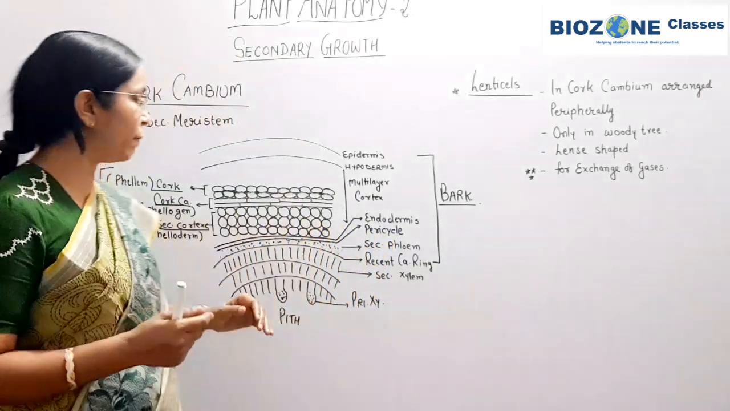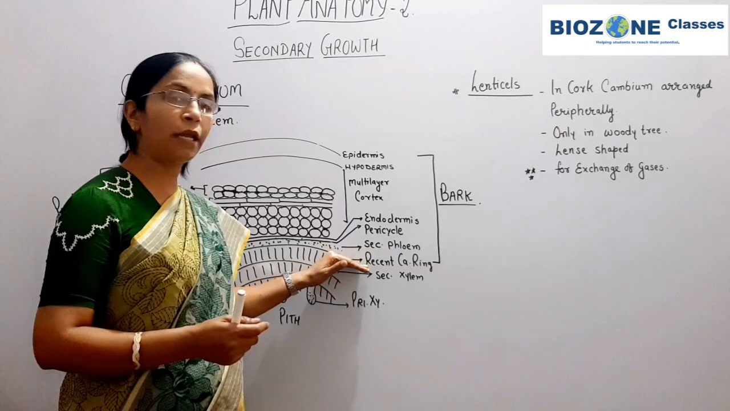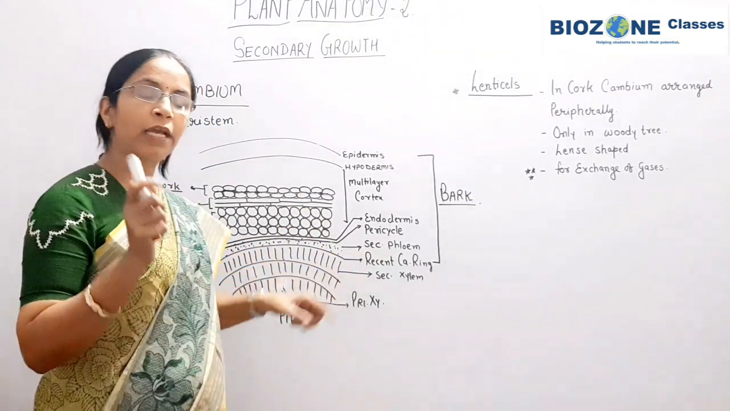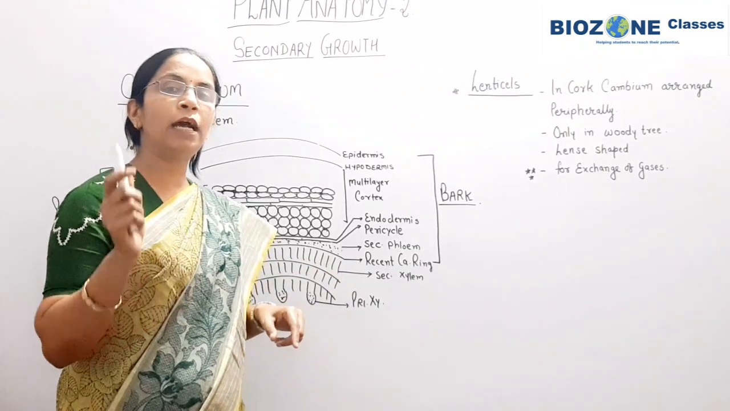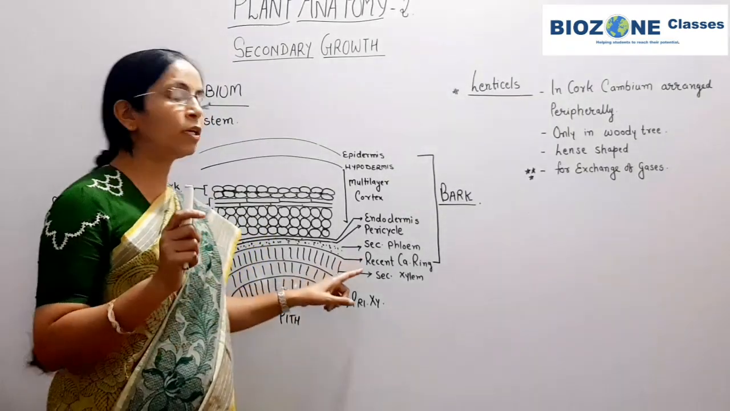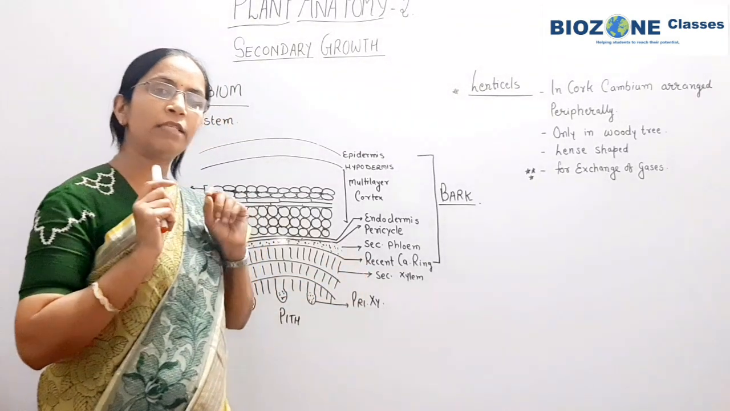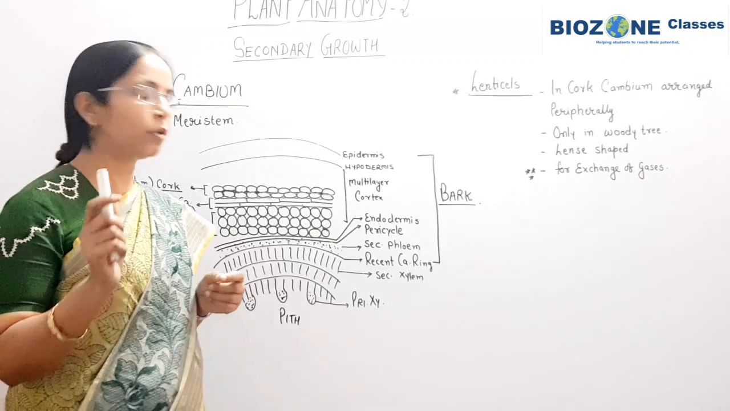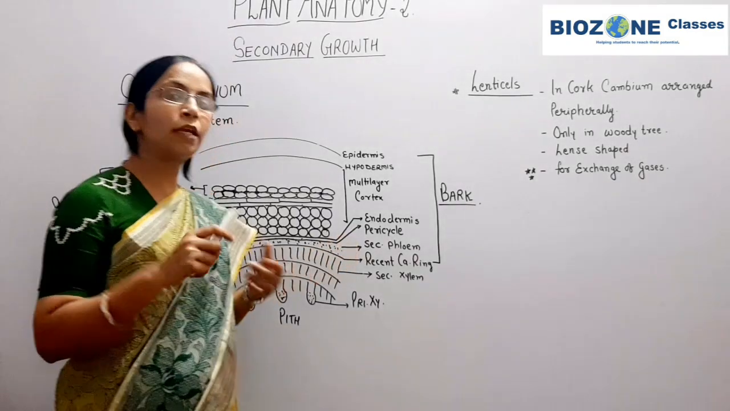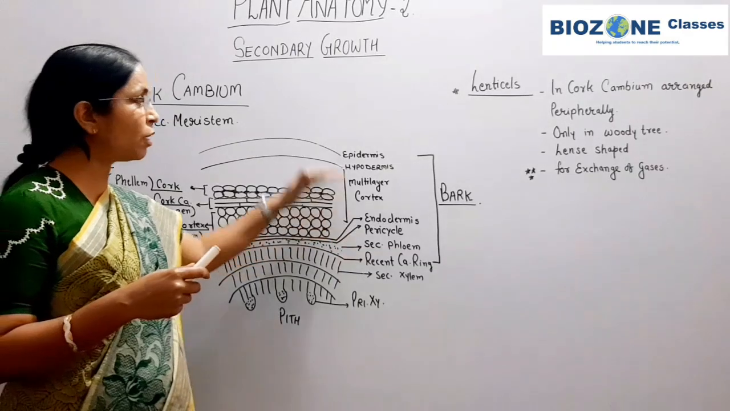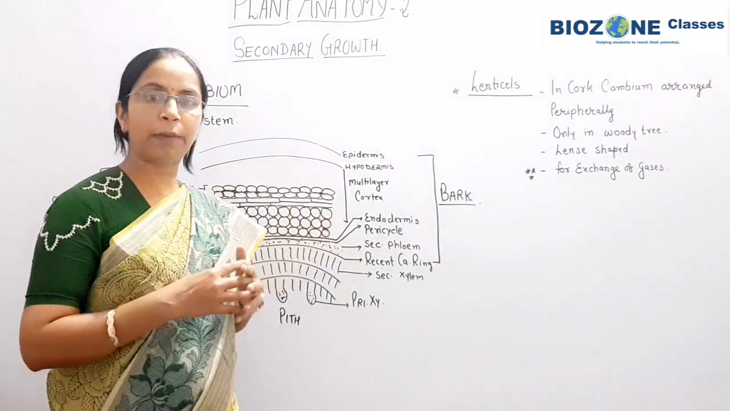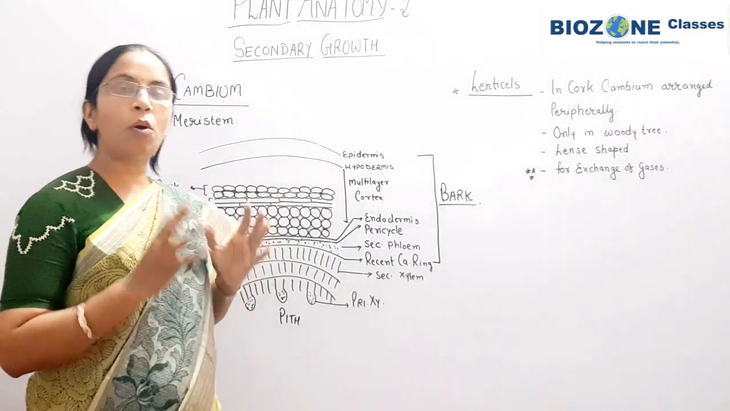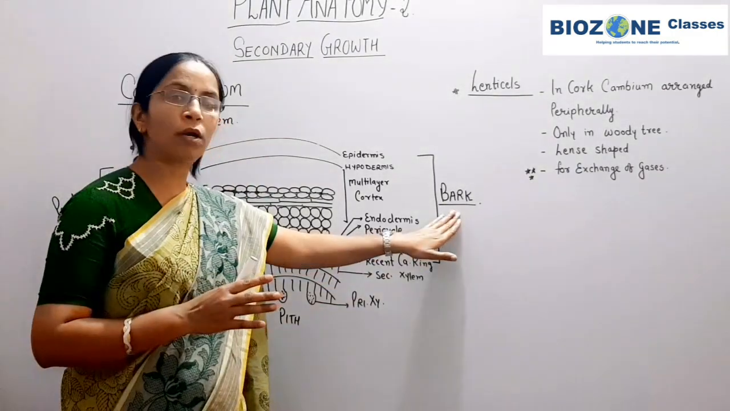Bark, basically, you remember the recent cambium ring. Outside the recent cambium ring, what will be there, you have already studied. Secondary phloem is only present at the external surface of the recent cambium ring. Otherwise, the rest of the cambium ring on both sides is surrounded by secondary xylem. So outer to the vascular cambium, whatever tissues are present, all those tissues are combinedly called bark.